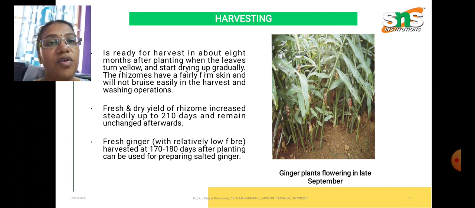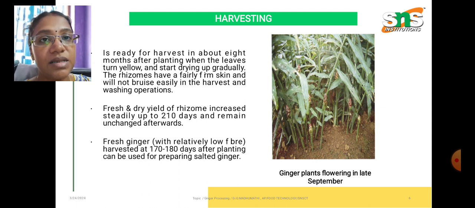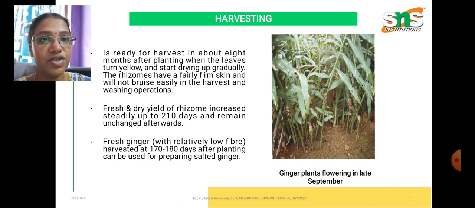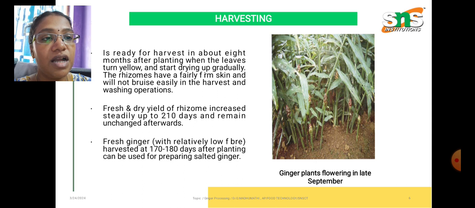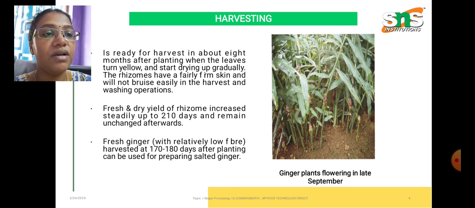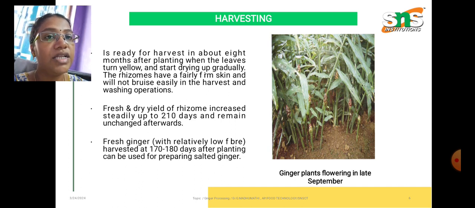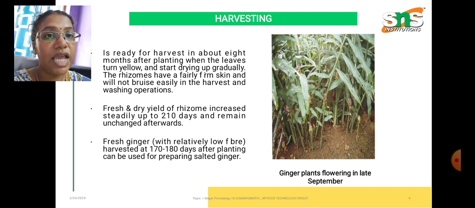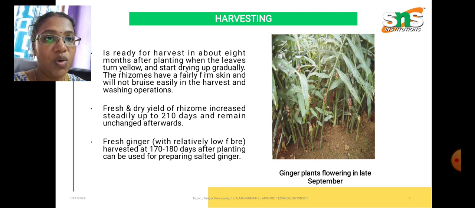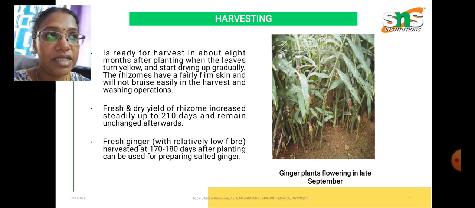Before going to the post harvest, let's see something about the pre-harvesting of the ginger. First is the harvesting, how it is done. Late in the month of September, these plants will start to flower. It is ready for harvest in the 8th month after planting, when the leaves turn yellow and start drying up gradually. So they say it needs nearly 8 months after planting.